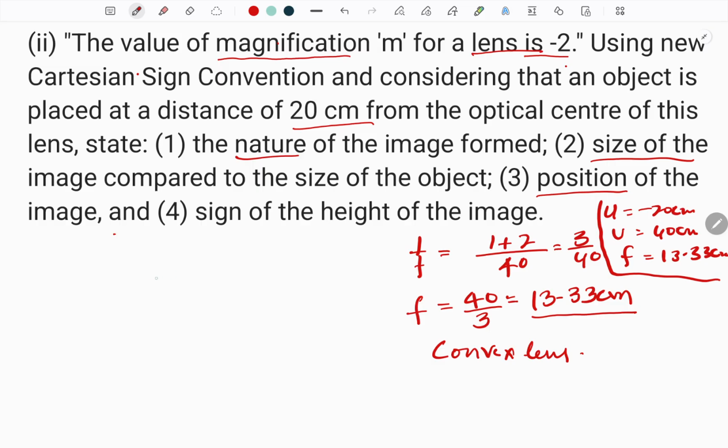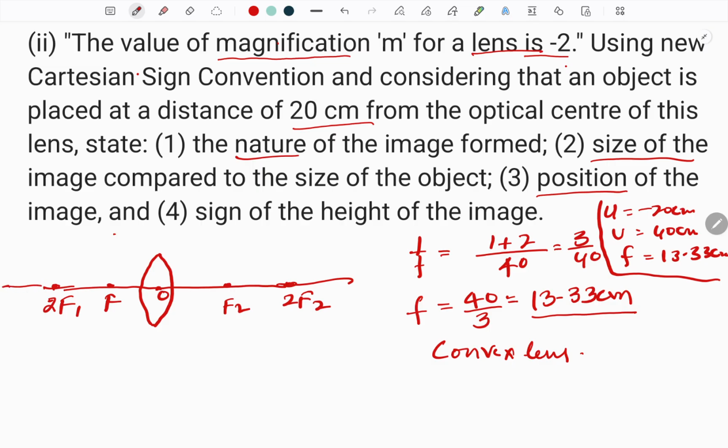From this data we'll try to draw a lens diagram. Now what lens are we having here? We have a convex lens. Convex lens we know is a converging lens. So let's draw a principal axis through the optical center. This is the optical center. This is F1 and this is 2F1, and on this side this is F2 and this one is 2F2. This is the ray diagram. Here the focal length, from here to here, is 13.33.